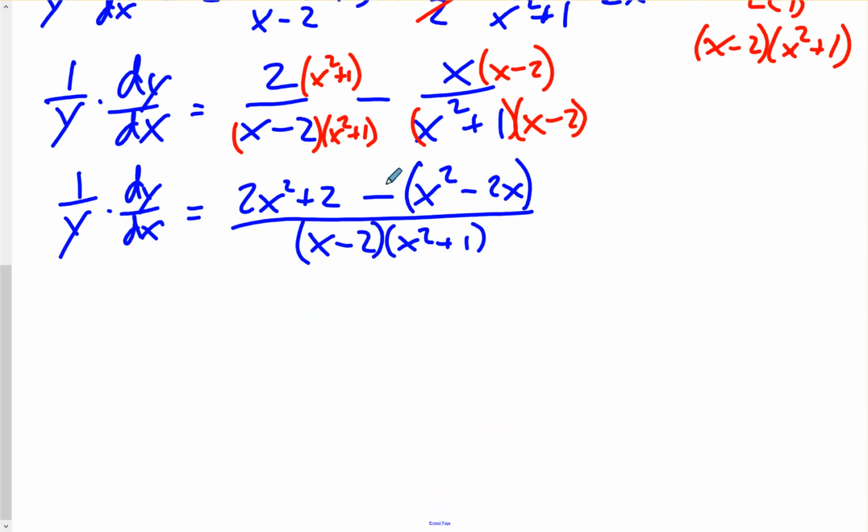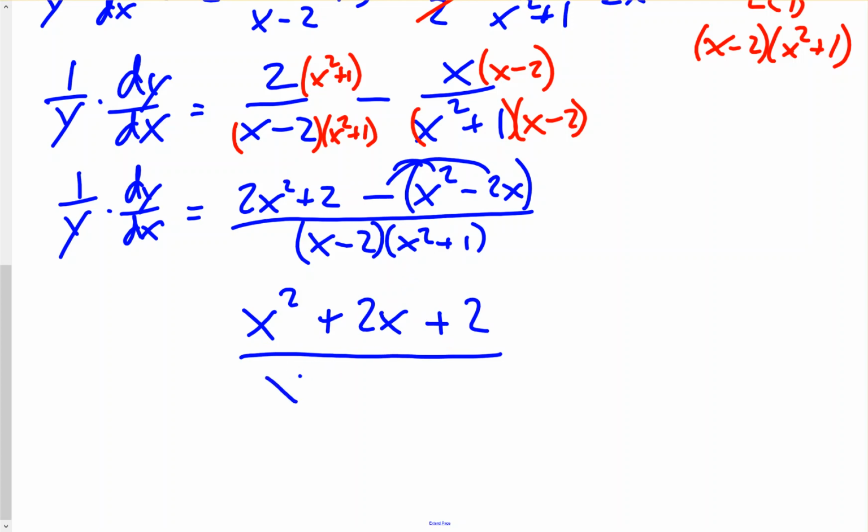Simplify this, you'll distribute the minus into the parentheses. Okay, so let's simplify that on the fly. 2x squared minus 1x squared is x squared. And then we have minus of a minus 2x, that's a plus 2x. And then we have a plus 2 over (x minus 2) times (x squared plus 1).